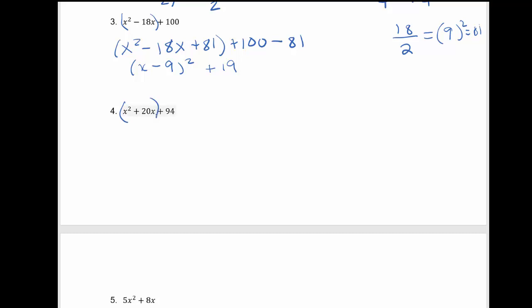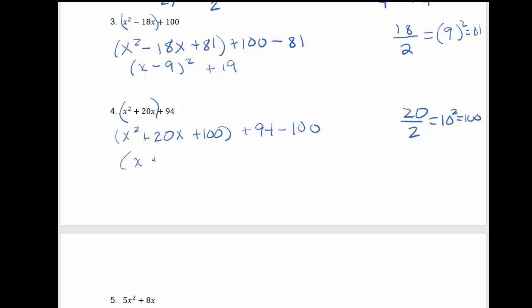Again, on number 4, I do not have a number in front of my x squared, so I'll just look at 20. Half of that is 10. 10 squared is 100. So x squared plus 20x plus 100 plus 94 minus 100. So that's x plus 10 quantity squared minus 6.